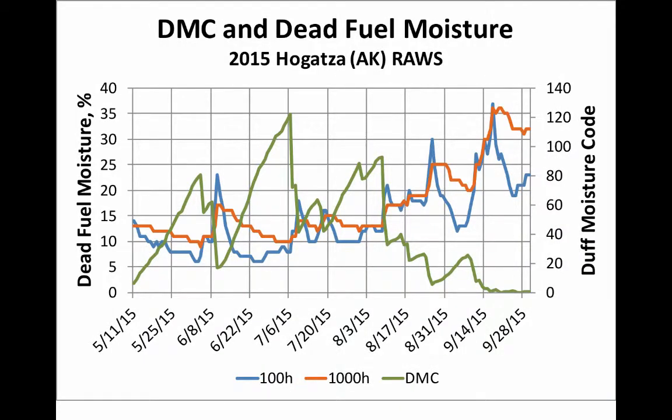The DMC corresponds to a 15-day or 360-hour time-lag fuel moisture. However, represented as a fuel moisture code instead of fuel moisture in percent, it is difficult to compare directly to corresponding NFDRS fuel moistures for the 100-hour and 1,000-hour fuels.